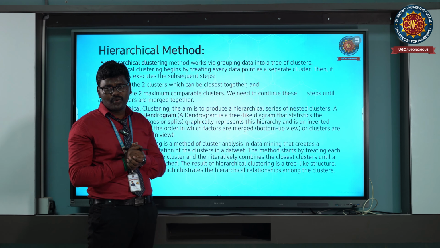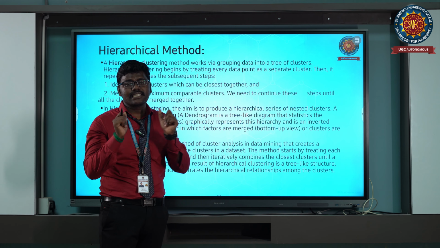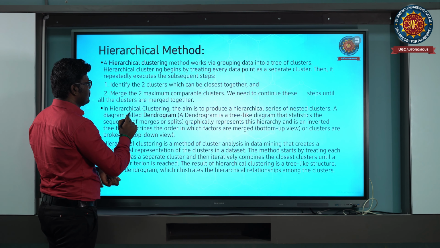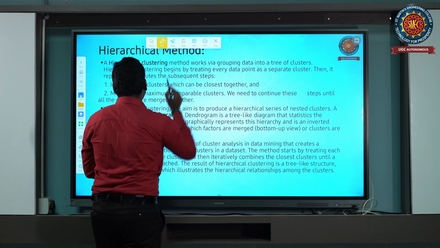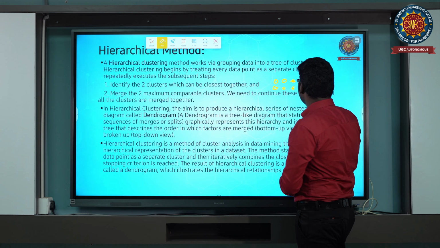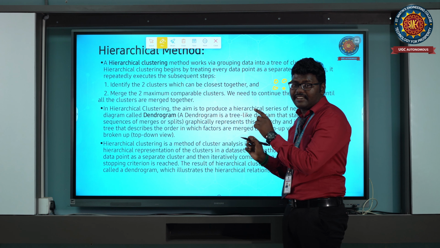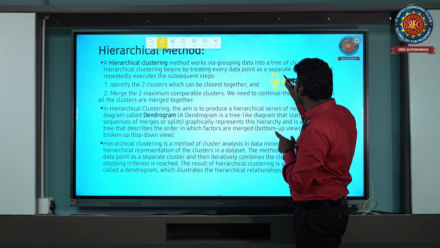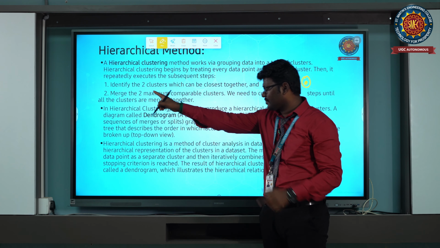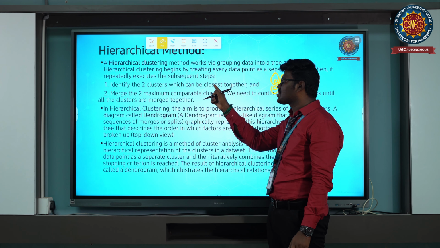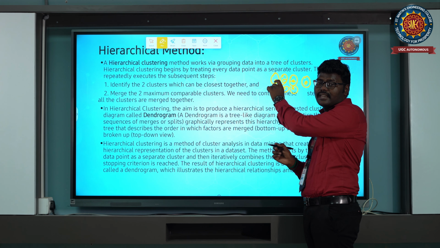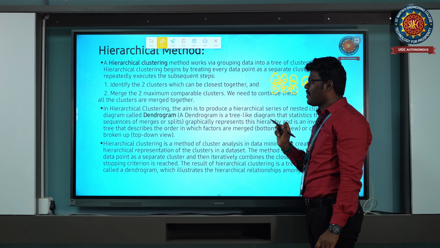Here we have to follow some rules. First of all, we need to consider every data point as a single cluster. Say, for example, these are the data points. In the first step, we consider each and every data point as a single cluster. The second step, identify the two clusters which are closest together, and we merge them.